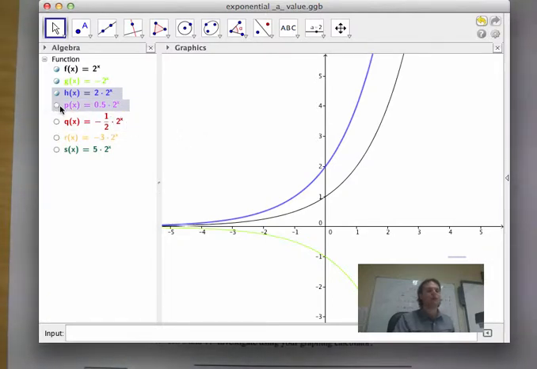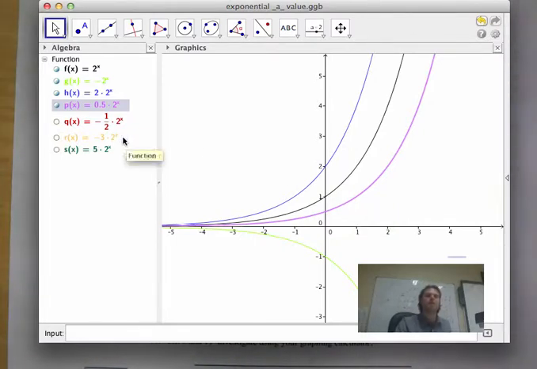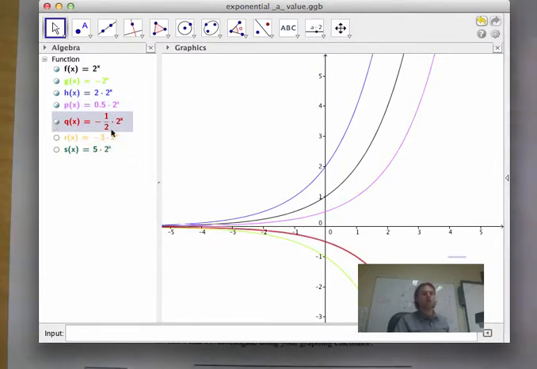What about when a is equal to 0.5? What changes? There's the purple one. This is a is equal to 0.5 or 1/2. What changed? Let's take a look when a is equal to -1/2, which is -0.5. What changed? Take a look at this one. What about when a is equal to -3? What changes?